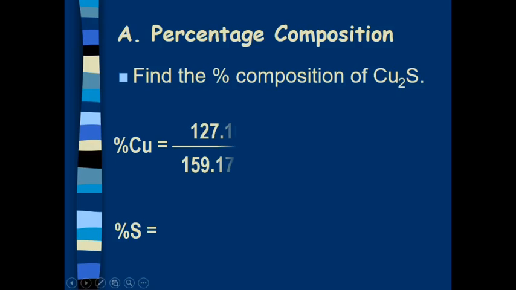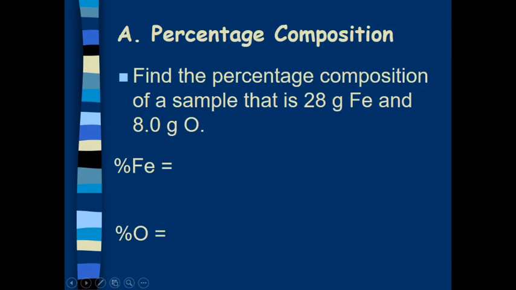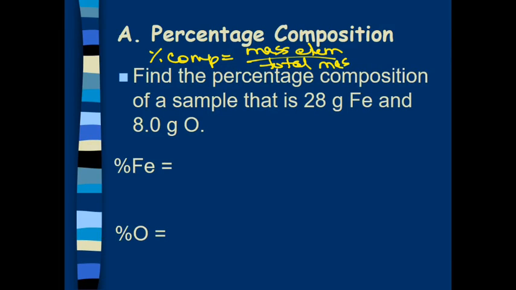Looking at this just a little differently. Find the percentage composition of a sample that's 28 grams iron and 8 grams of oxygen. Here, they're just straight out giving you the mass actually being used, so we don't need to go look at the periodic table. I'm going to rewrite the formula again. Percent composition is equal to the mass of the element over total mass times 100.